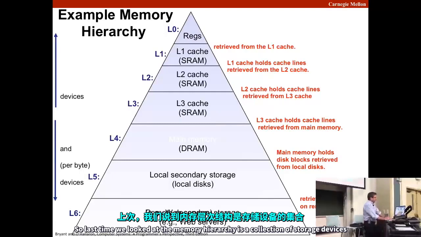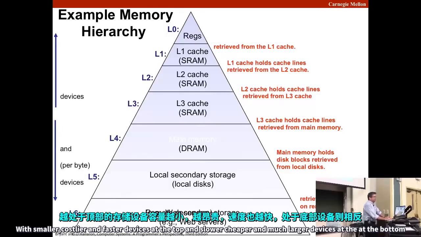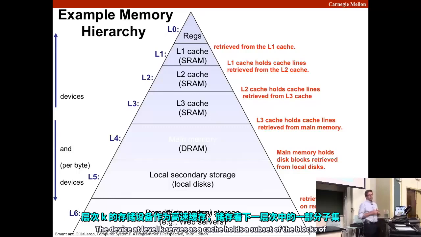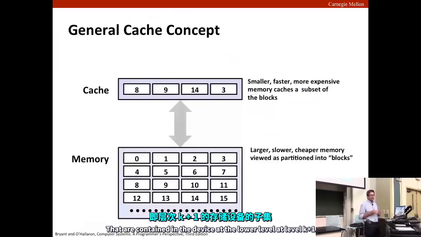So last time we looked at the memory hierarchy as a collection of storage devices, with smaller, costlier, and faster devices at the top, and slower, cheaper, and much larger devices at the bottom. And then at each level in this hierarchy, the device at level K serves as a cache, holds a subset of the blocks that are contained in the device at the lower level, at level K plus 1.